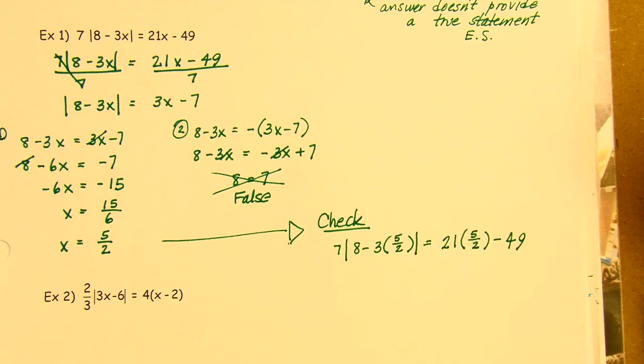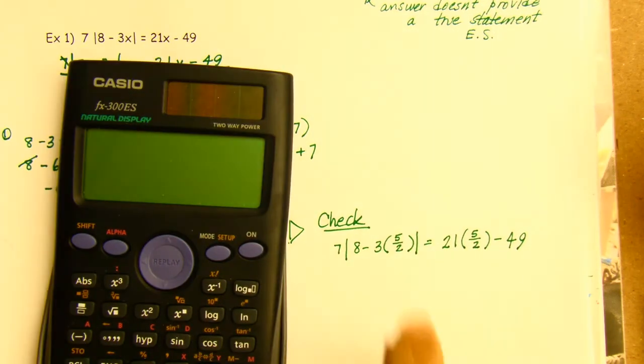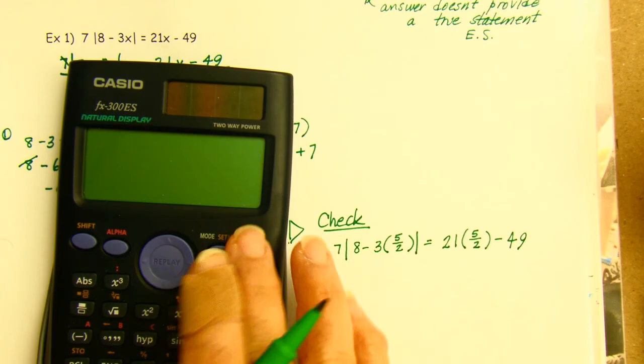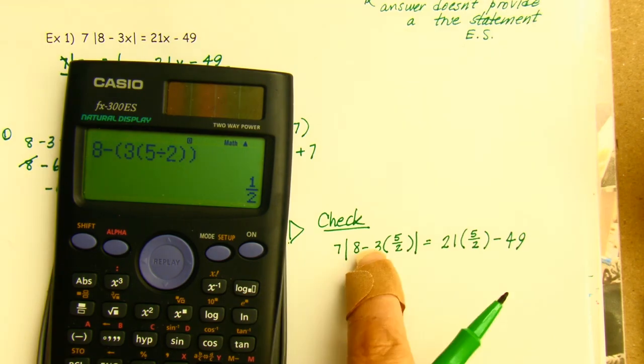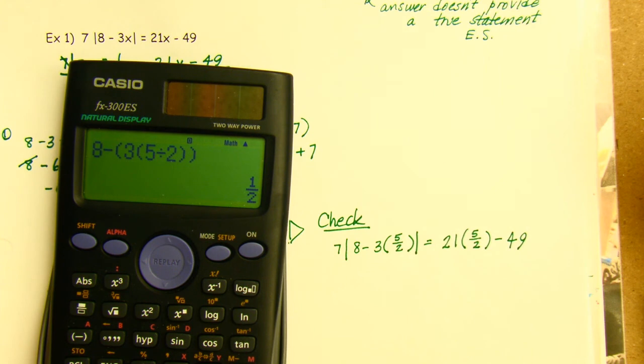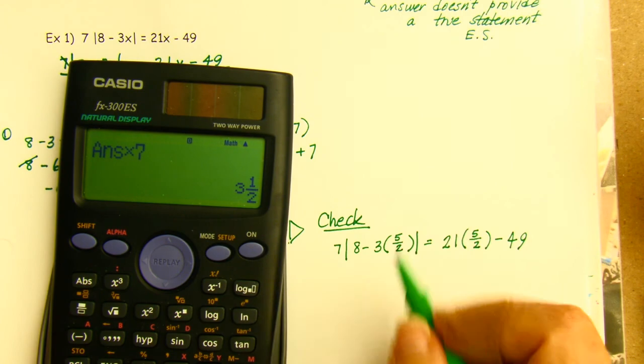Let's see. I'm going to do what's inside the bars first. So let's do 8 subtract, parentheses 3, parentheses 5 over 2, which is division, close, close. Okay, that's what's inside the bars. That's a half. It's positive already, so I don't have to change the sign. Multiply that with 7. 3.5, which is really 7 over 2.